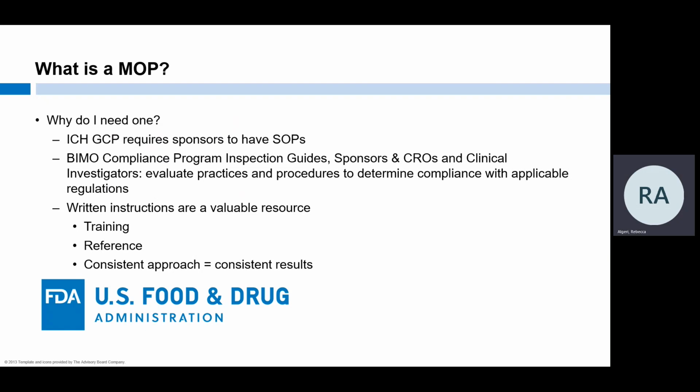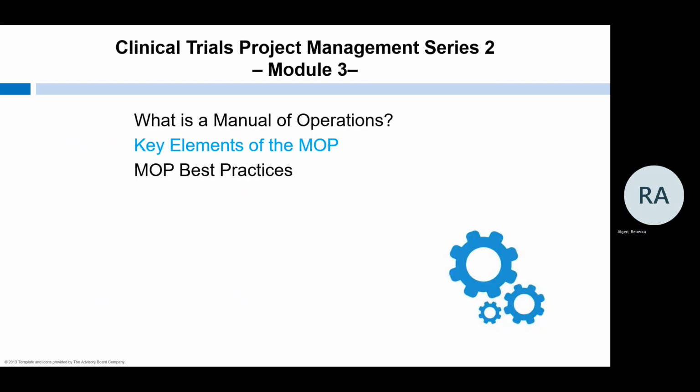FDA inspection aside, written instructions are a good idea, plain and simple. They facilitate training for study staff, are a helpful reference as the study progresses, and when followed, ensure a consistent approach to produce consistent results. What elements of study conduct should the MOP address?